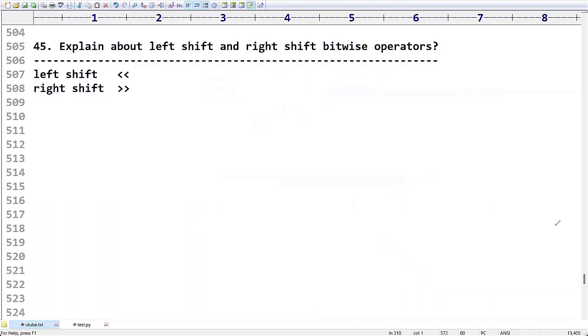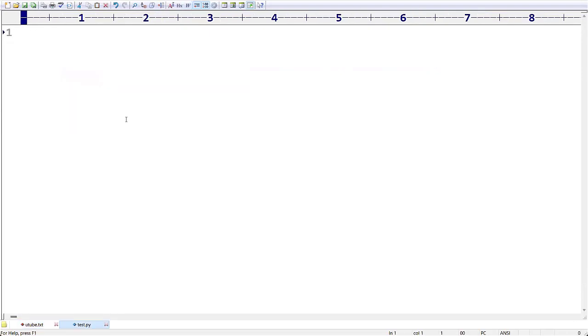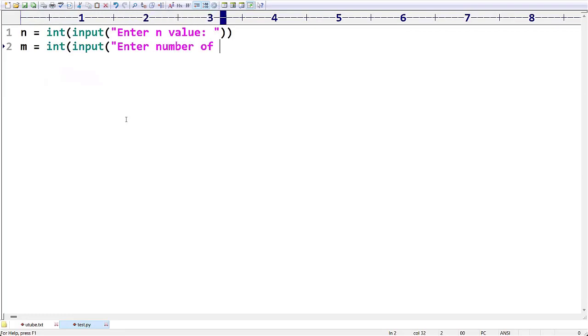Now I want to implement this program. How can you do it? Let us take one simple example. First I am reading the value of n from the user. So, enter n value like this. Next, m is equal to int of input. So, enter number of shifts.